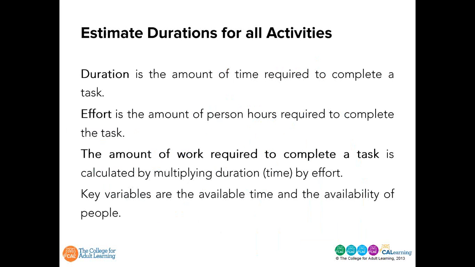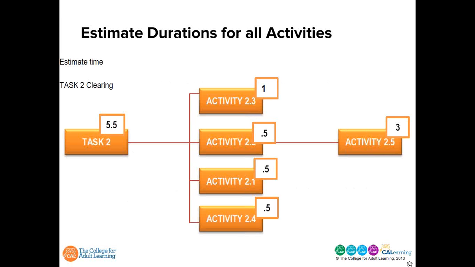Now you'll recall from our definitions that duration is the amount of time required to complete a task. Effort is the amount of person hours required to complete it. The amount of work required to complete a task is calculated by multiplying duration, time, by effort. Key variables are the available time and availability of people. Now if we go back to our network diagram, you'll see here, top right hand side corner, there's the estimated duration for each of these tasks and activities that comprise the task.